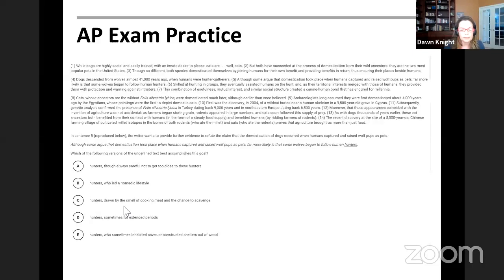In sentence 5, reproduced below, the writer wants to provide further evidence to refute the claim that the domestication of dogs occurred when humans captured and raised wolf pups as pets. Although some argue that domestication took place when humans captured and raised wolf pups as pets, far more likely is that some wolves began to follow human hunters. Which of the following versions of the underlying text best accomplishes this goal?